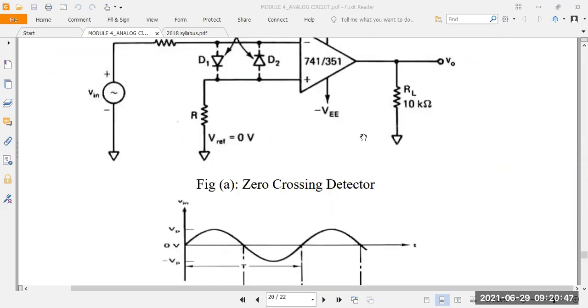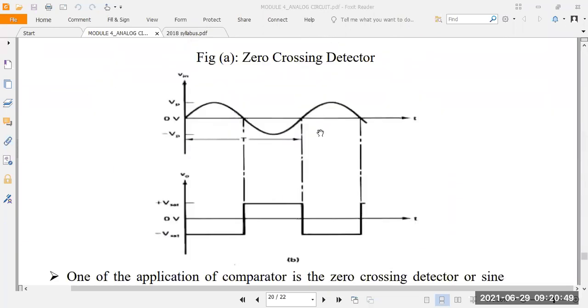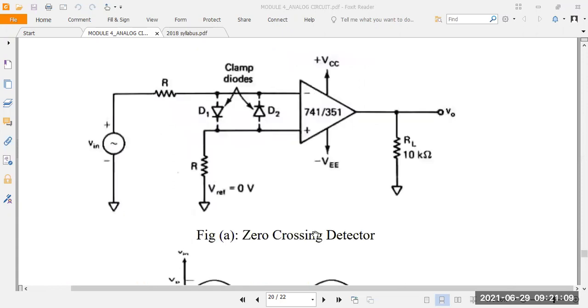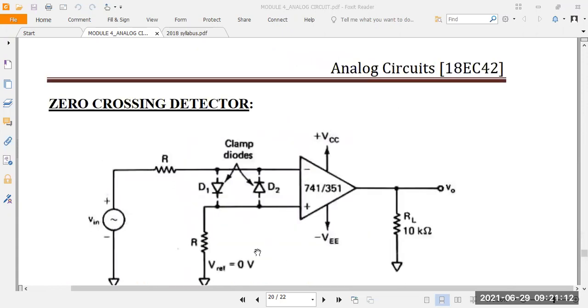Next you take the waveforms. When V in is less than the V reference, we'll get a positive voltage. When V in is greater than the V reference, we'll get a negative voltage. It's a reverse condition because V in is connected to the negative and V reference is connected to the positive. Here they have interchanged the terminals, right? So the condition is reverse. Earlier, when V in is greater than the V reference, that is a positive voltage, right?